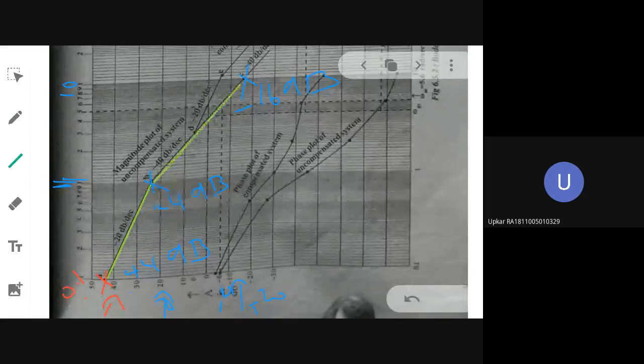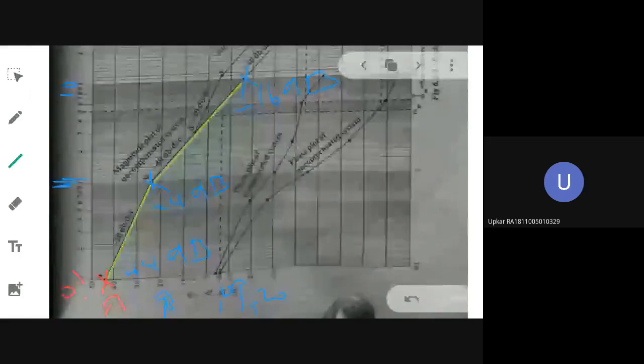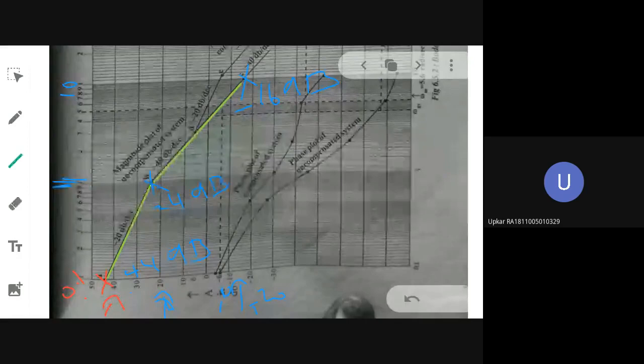Okay, so this is my magnitude plot for an uncompensated system. You have to mention that it's for an uncompensated system. Then you have to mention the slope also. Here minus 20, here minus 40. That you have to mention.